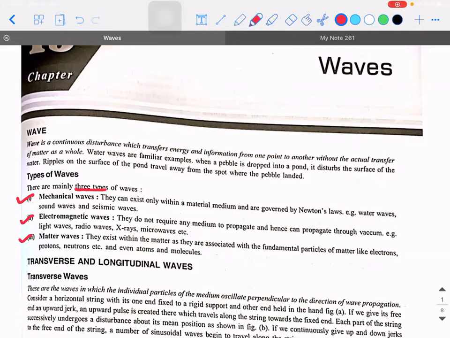Suppose you have any wave which requires a medium for its propagation, means which requires a medium for it to travel, then that kind of a wave is what is called as a mechanical wave. Okay, I'm repeating it. Any wave that needs a material medium for propagation, then those kind of waves are called as mechanical wave. The examples are water waves, and sound is the best example, and seismic waves.